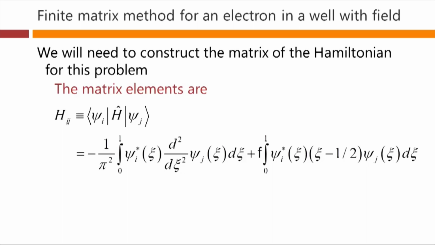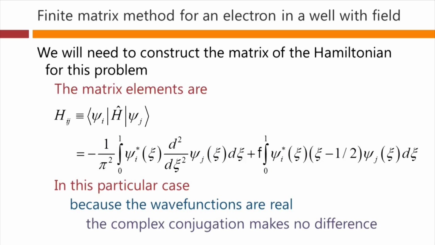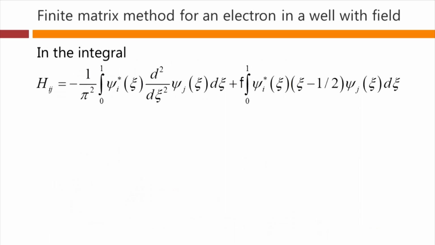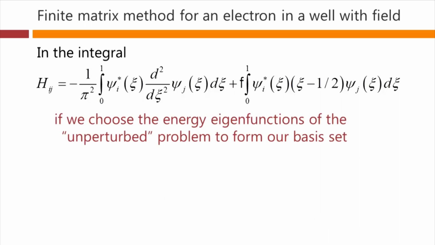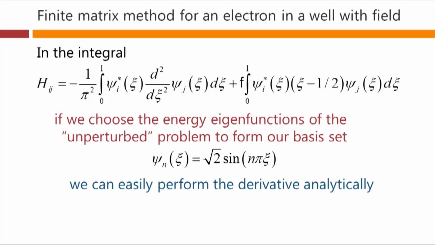So we've split the integral into two parts, one with the differential operator corresponding to the kinetic energy, and another with the potential energy here, F times (x_c minus a half). In this particular case, because the wave functions are real, the complex conjugation makes no difference. In the integral for this matrix element, which we can call H_ij, if we choose the energy eigenfunctions of the unperturbed problem to form our basis set, which we've sort of implied here with this notation anyway, then these eigenfunctions, we know what they are, and we can easily perform this whole operation analytically.